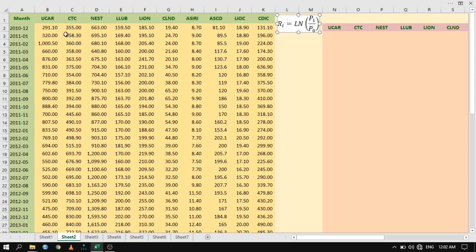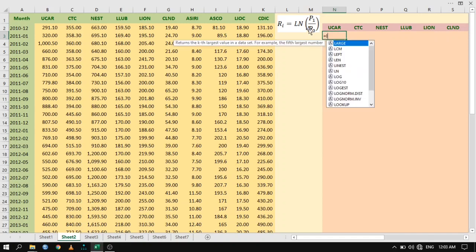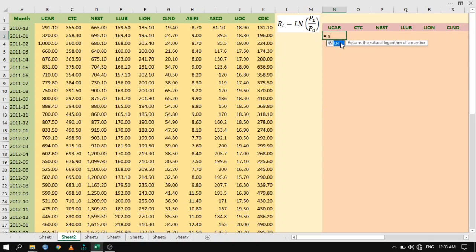So I'm going to select one of the cells here. This is actually corresponding to the company UCAR. According to the formula, I'm going to type equal ln, current price divided by the previous price. And we have the monthly return for UCAR for the month of January 2011.